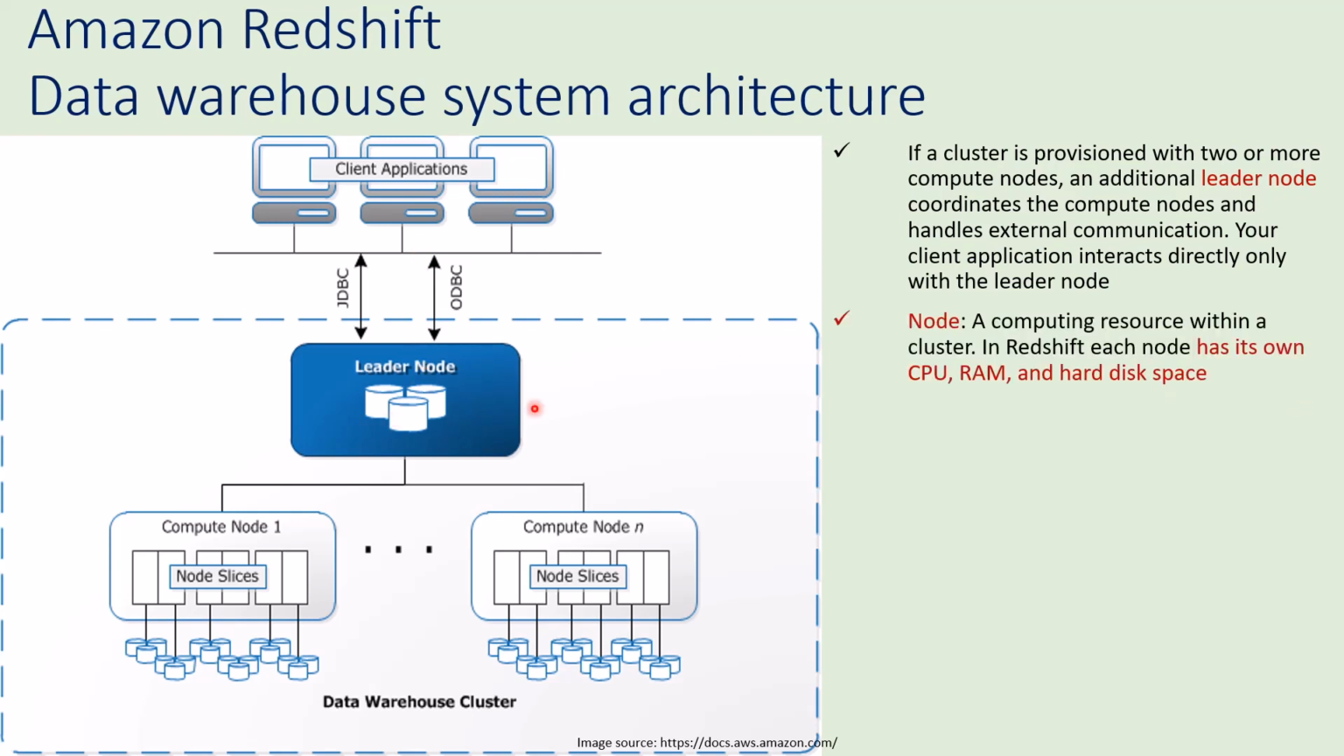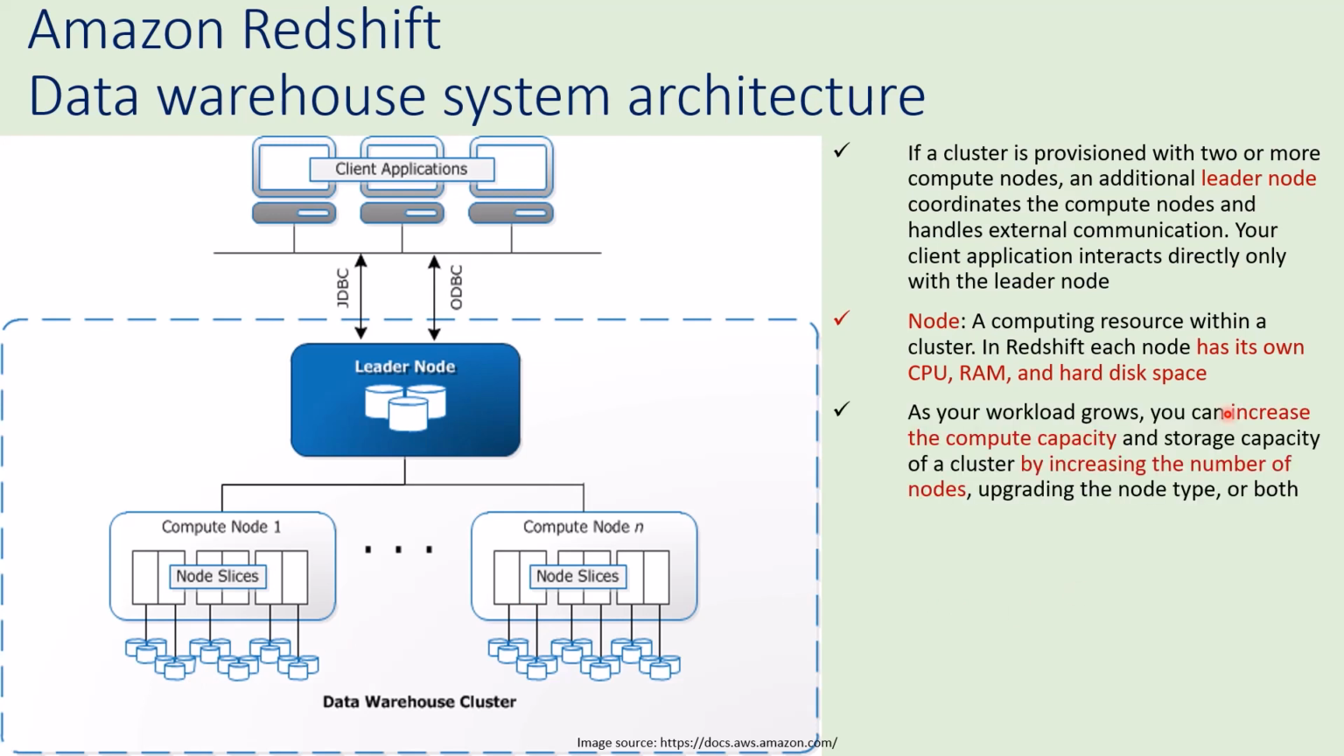Now what is node? So node is a computing resource within a cluster. In Amazon Redshift, each node has its own CPU, RAM and hard disk space, as you can see over here. As per workload grows, you can increase the compute capacity and storage capacity of a cluster by increasing the number of nodes or upgrading the node stack, or both, as per your business requirement.